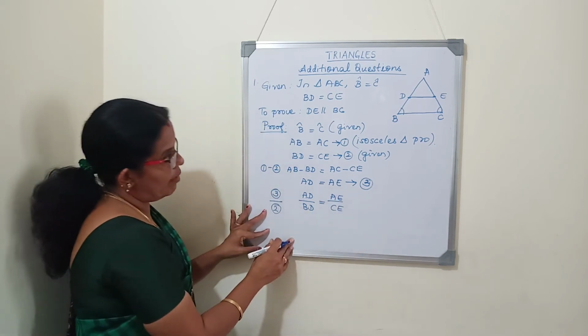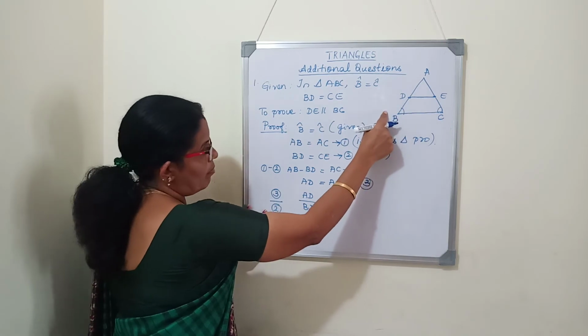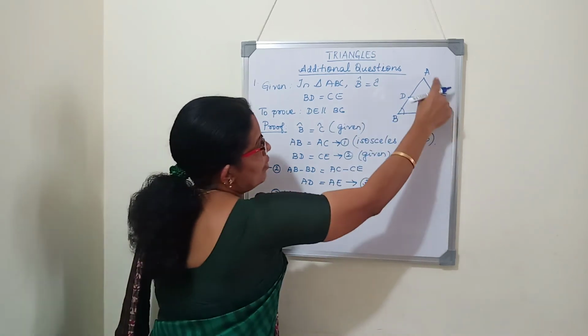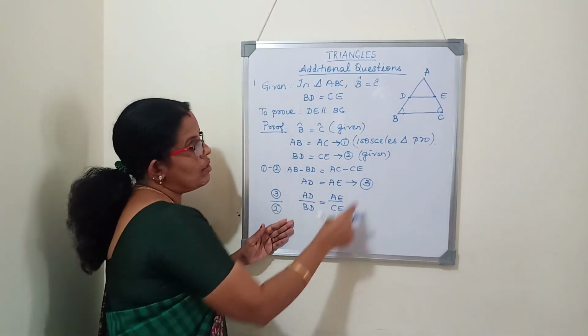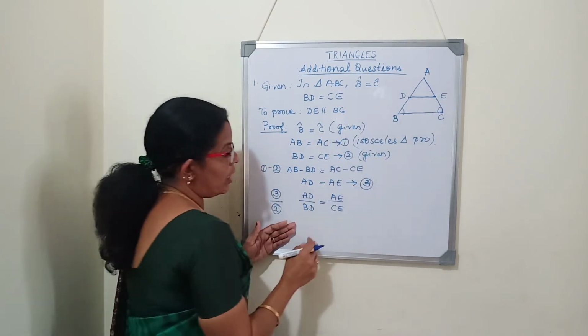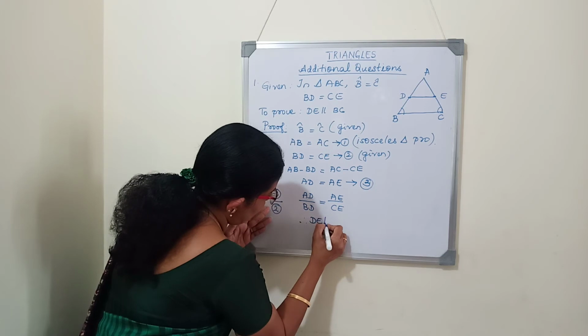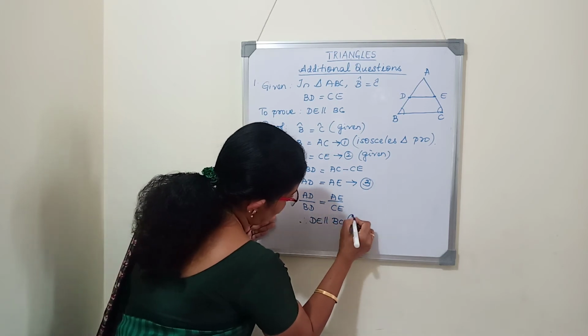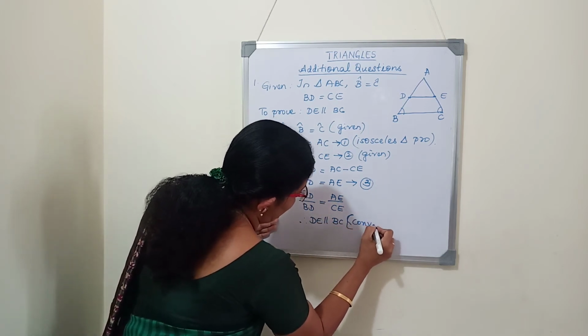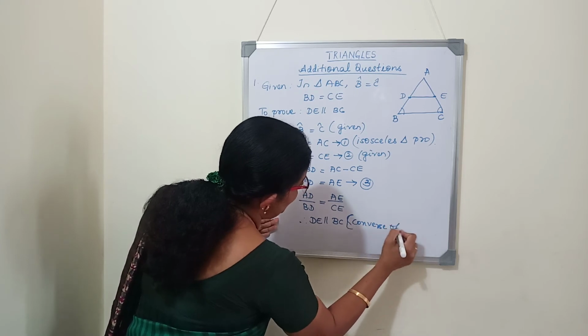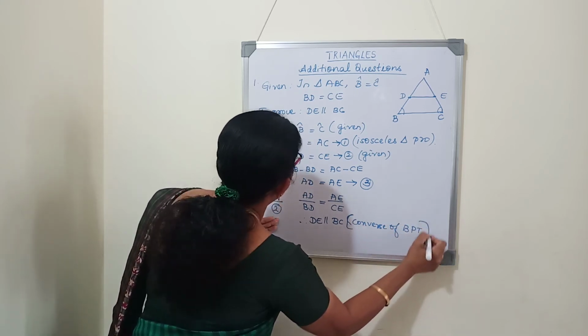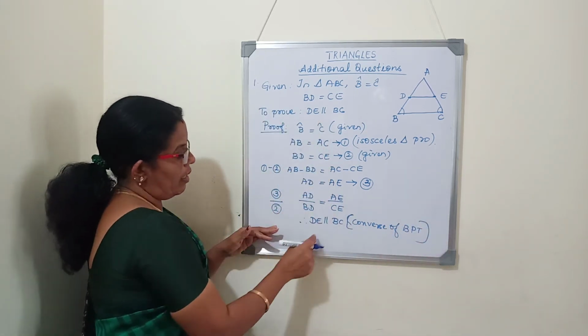Now look at the diagram. AD by DB, or BD, is equal to AE by CE. So if two ratios are equal, what can we say? DE is parallel to BC by converse of BPT. So we proved that DE is parallel to BC.